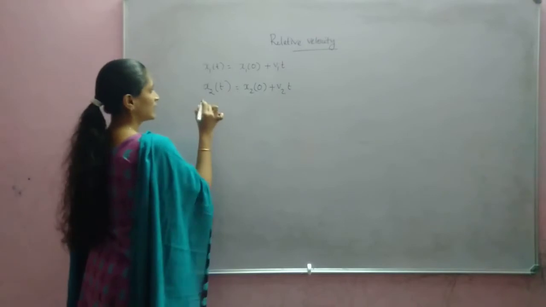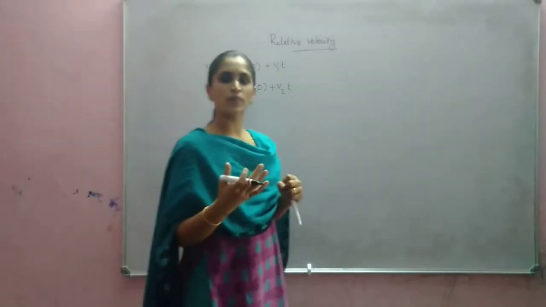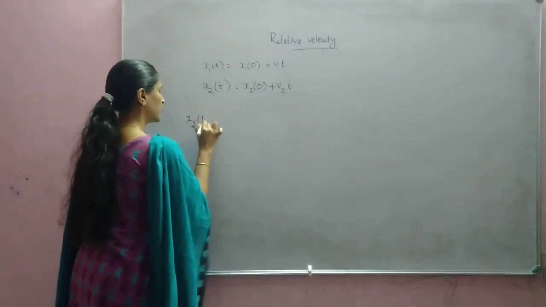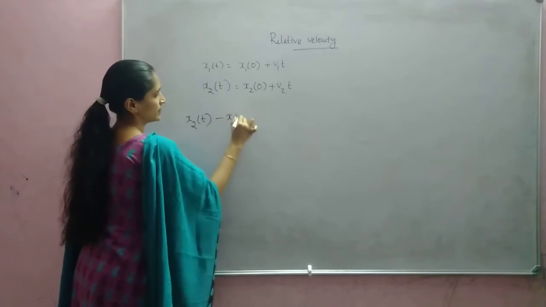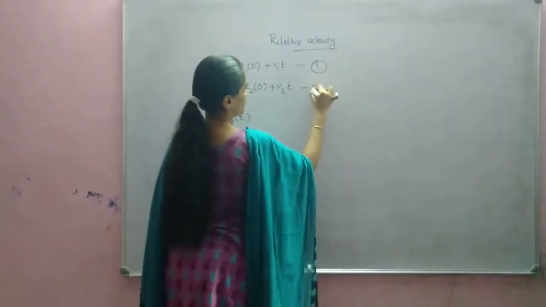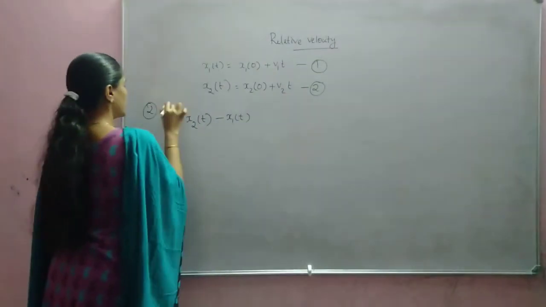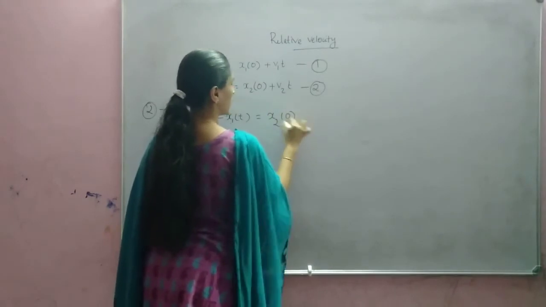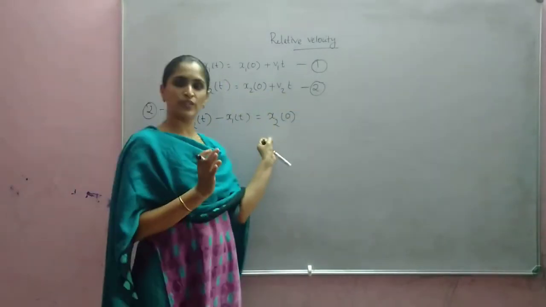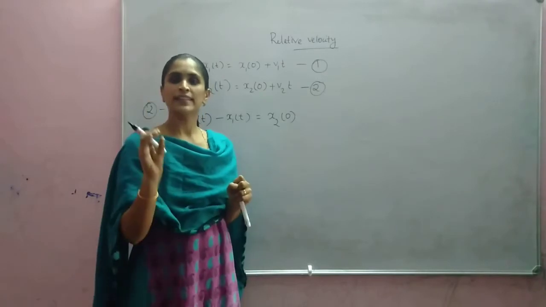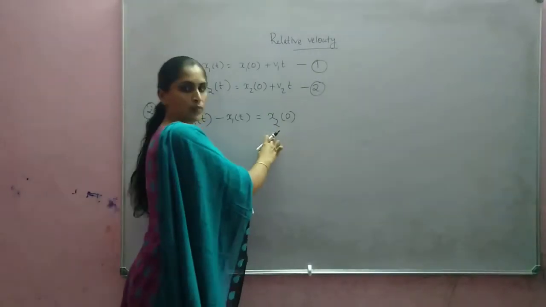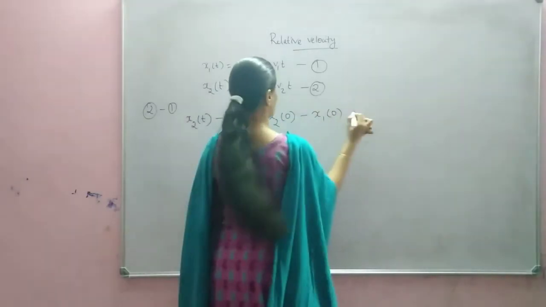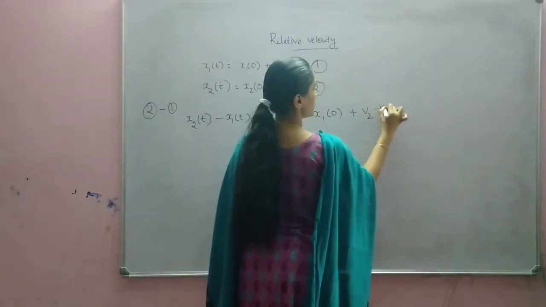So, if we are finding the relative displacement of the first object with respect to the second object, how to find it? We can write x2t minus x1t. We are doing 2 minus 1, equation 2 minus equation 1. x2t minus x1t can be written as x2 of 0 minus x1 of 0. Here x2 of 0 means the position of the second object at t is equal to 0, and x1 of 0 means the position of the first object at t is equal to 0. Plus v2 minus v1 into t.